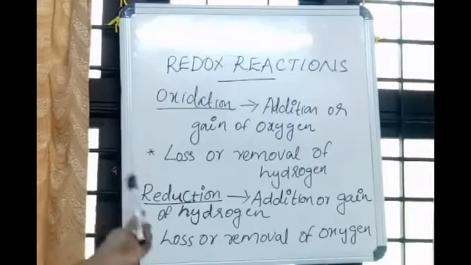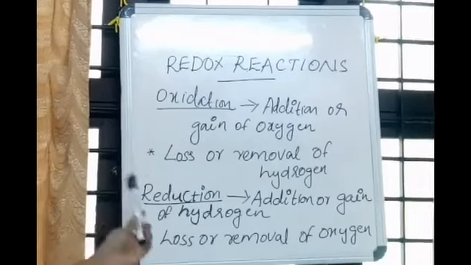Now we can explain oxidation and reduction with the help of examples. Oxidation is a process which involves addition of oxygen or gain of oxygen and removal of hydrogen or loss of hydrogen. And reduction is a process which involves addition of hydrogen or gain of hydrogen and loss of oxygen or removal of oxygen. Okay, we can check some examples.